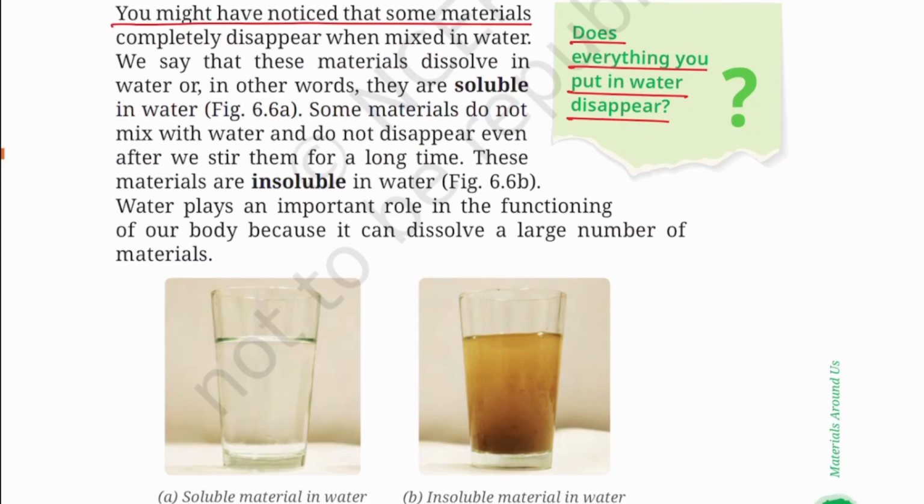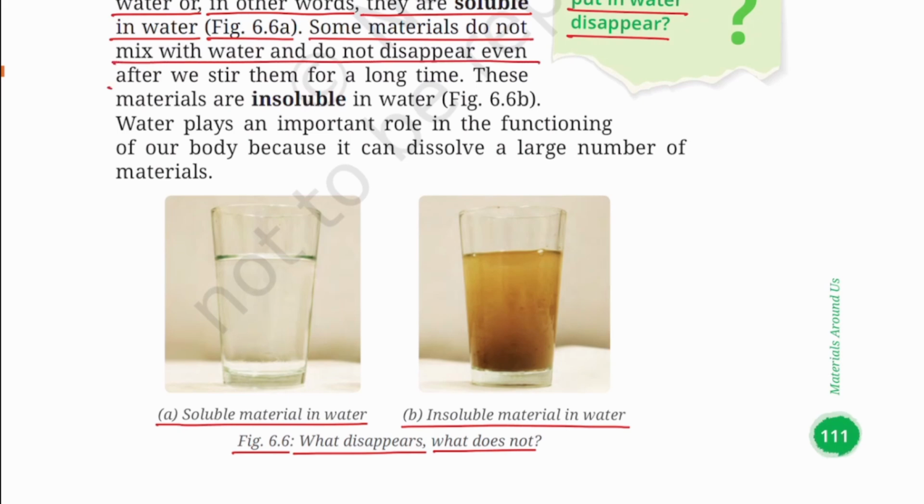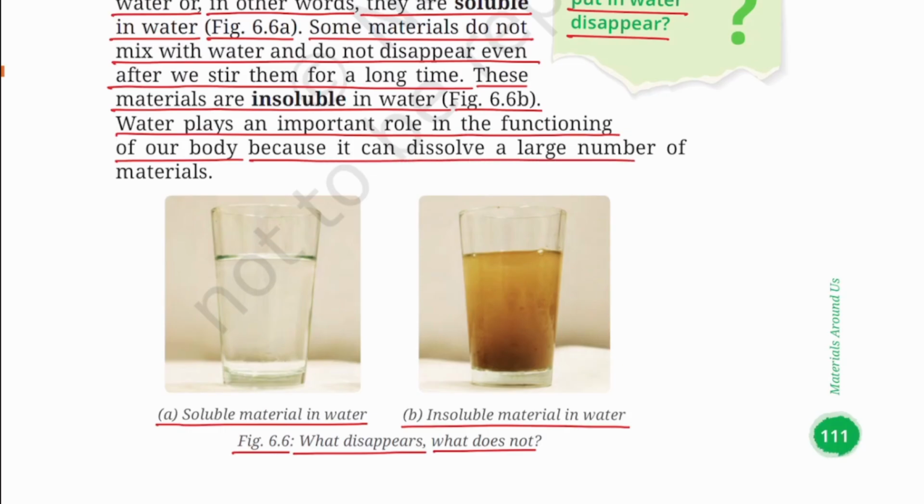You might have noticed that some materials completely disappear when mixed in water. We say that these materials dissolve in water, or in other words, they are soluble in water. Figure 6.6a. Figure 6.6. What disappears? What does not? A. Soluble material in water. B. Insoluble material in water. Some materials do not mix with water and do not disappear even after we stir them for a long time. These materials are insoluble in water. Figure 6.6b. Water plays an important role in the functioning of our body because it can dissolve a large number of materials.